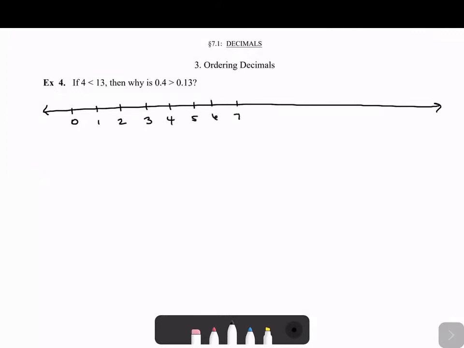So if we were looking at a normal number line where we didn't include any decimals, well, let me make that a little bit bigger. On a normal number line, we have 0, 1, 2, 3, 4, 5, 6, 7, 8, 9, 10, 11, 12, 13, 14, and so on. We can find 4 here, and we can find 13 here. And we can see that, clearly, 4 is less than 13 on this number line.